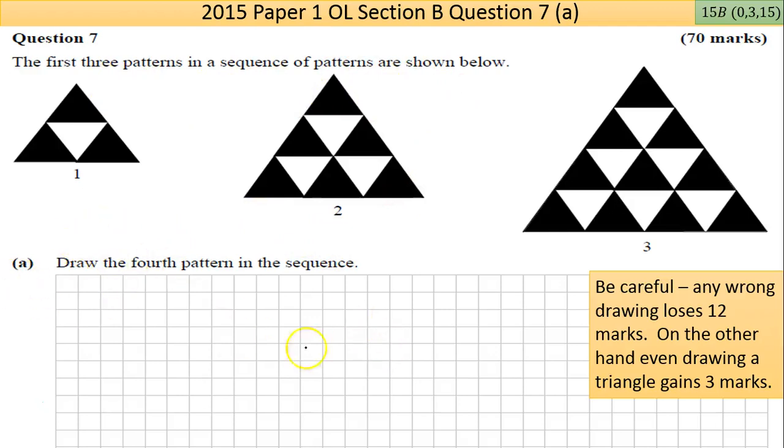Again, as always, you need to try it yourself first. This is part A, so let's read it from the top. The first 3 patterns in a sequence of patterns are shown below. So you see there's 1 white triangle, 3 blacks, 3 whites, then 6 blacks, etc. Okay, so there's a sequence going on there. Now, what is the sequence? Let's identify: the whites go 1, then 3, then 6. The blacks go 3, then 6, then 10.